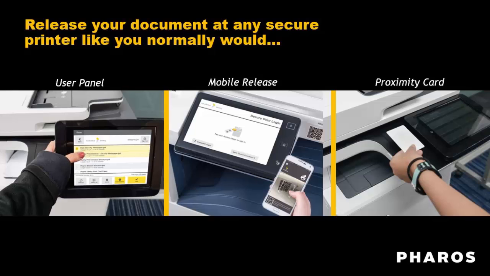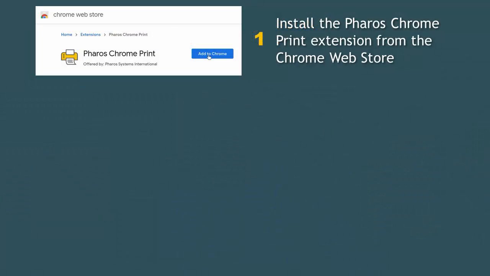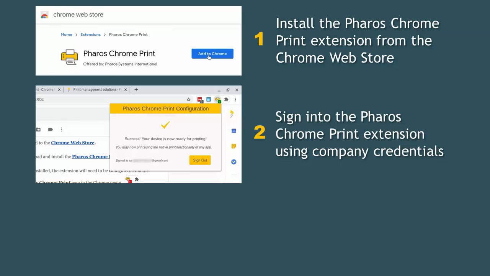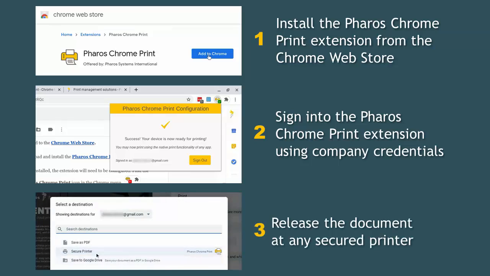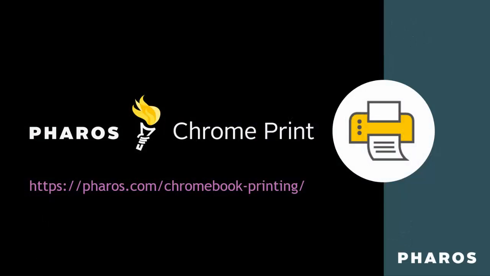In summary, I was able to: 1. Install the Pharos Chrome Print extension from the Chrome Web Store, 2. Sign into the Pharos Chrome Print extension using my company credentials, and 3. Print a document that can be released at any secure printer. That's Pharos Chrome Print in a nutshell. You can securely print from your Chromebook, and it doesn't require Google Cloud Print.